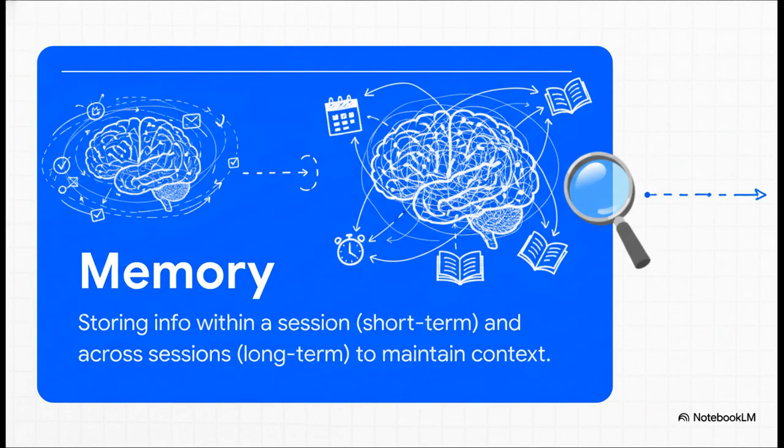And the final core component is memory. This is absolutely critical. We've got short-term memory, which is all about keeping track of the current conversation, the context of what it's doing right now. But then there's long-term memory. This allows the agent to store information across different sessions, to learn from past interactions, and to get better over time. It means it doesn't have to start from square one every single time.